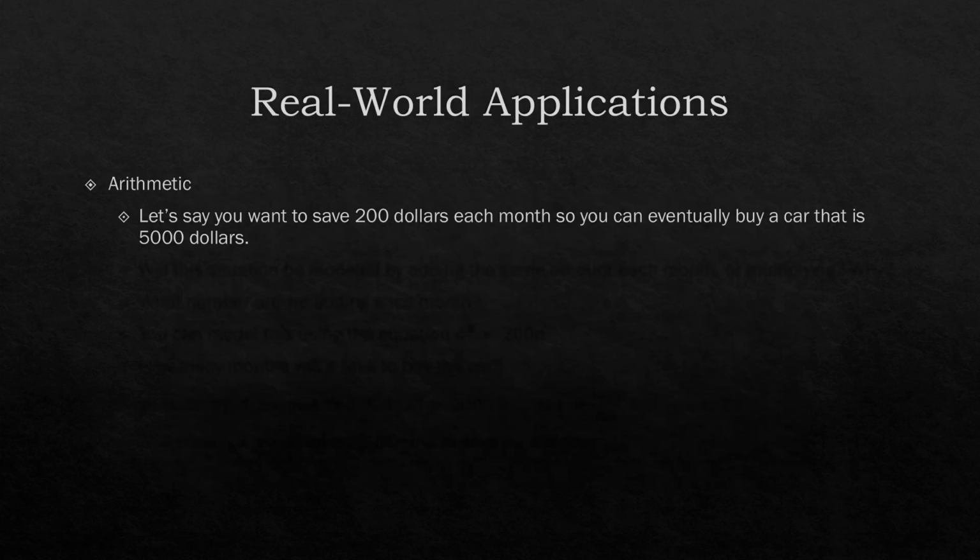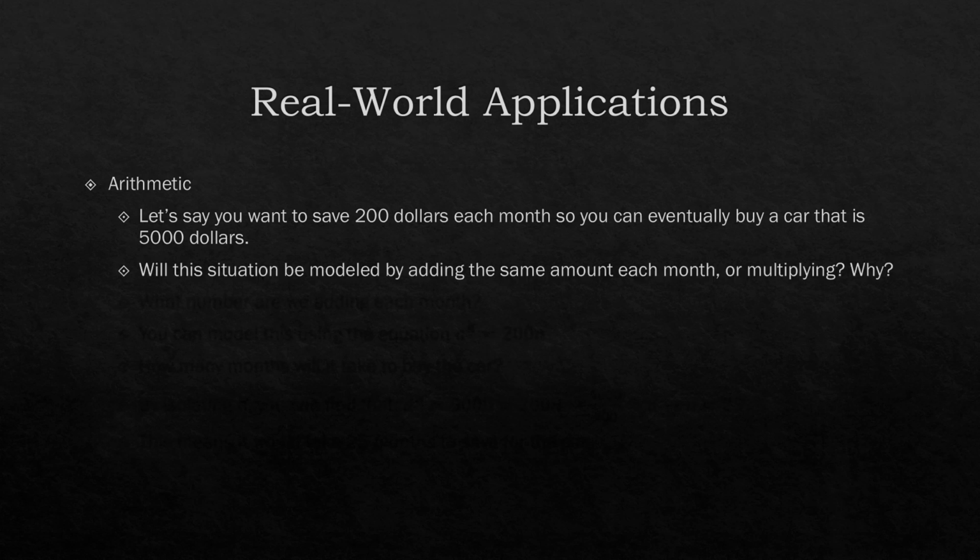Now let's look at some real-world applications. Let's start with the arithmetic sequence. Let's say you want to save your money to buy a car. You plan on saving $200 each month to buy a car that costs $5,000. How is this situation modeled? Is it by adding or multiplying? How do you know?